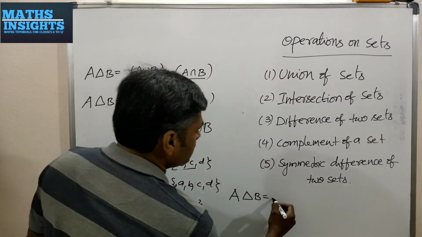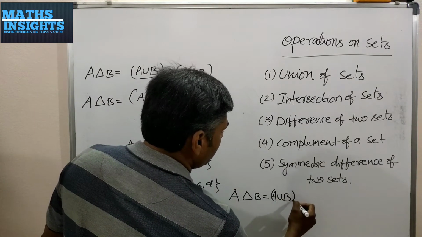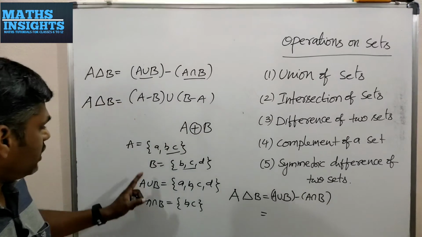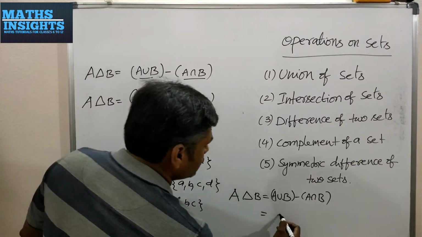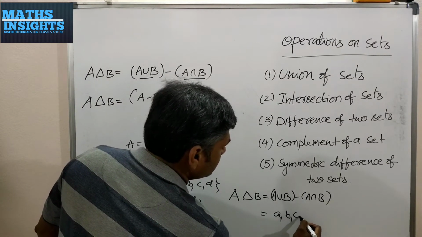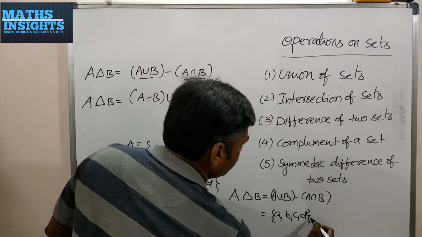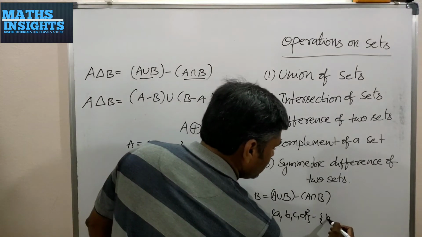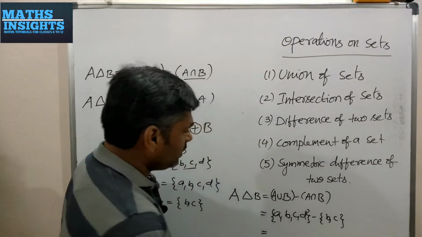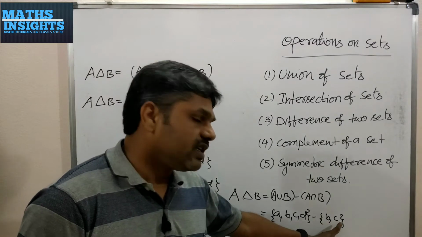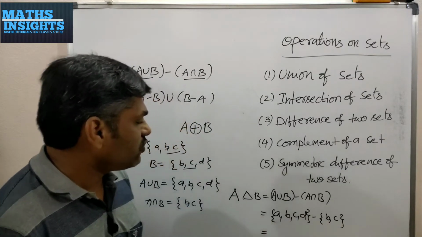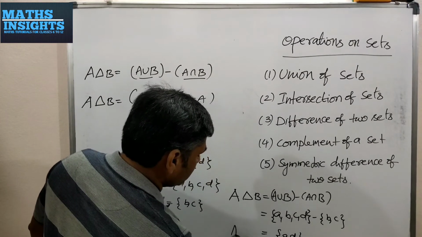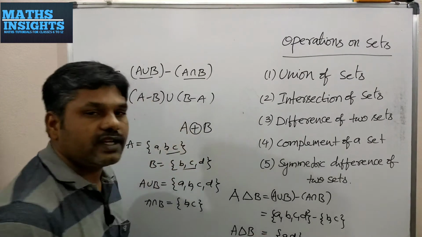That is, the formula is A union B minus A intersection B. I will write the set A union B as {A, B, C, D} minus A intersection B. A intersection B is the set which contains the elements B and C. So if you subtract {B, C} from these, you will get {A, D}. This is called the symmetric difference of A and B.